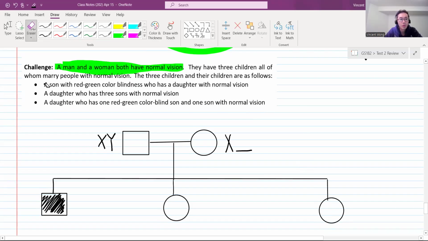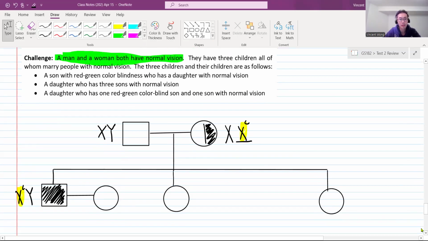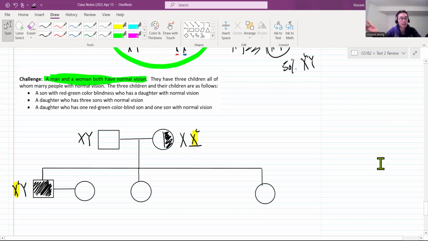Now let's take a look at the son. Who's the son going to marry? The son is going to marry someone with normal vision. And the son is definitely XCY, which means the mother here is a carrier, right? And that's where the XC came from. Is this okay so far? For anyone? Yes. Good.